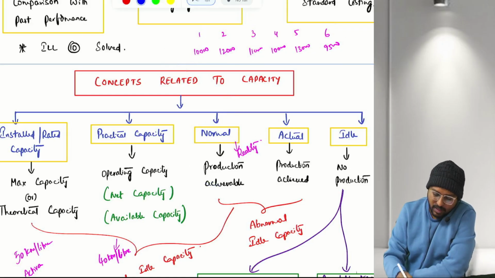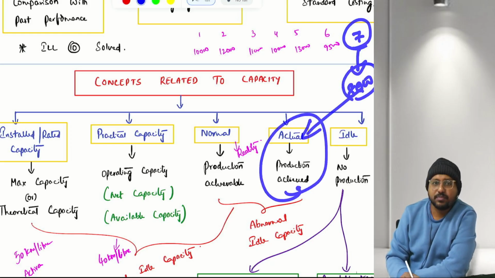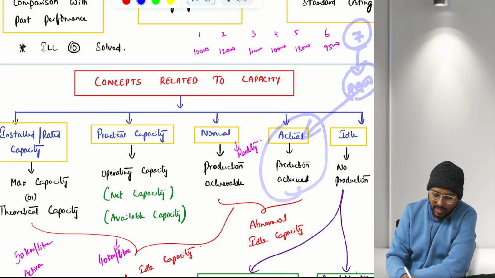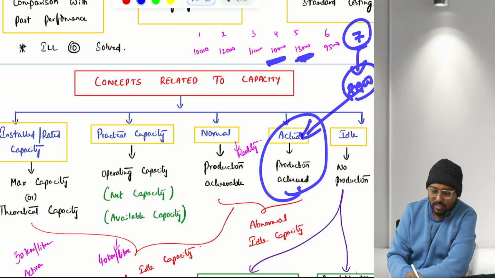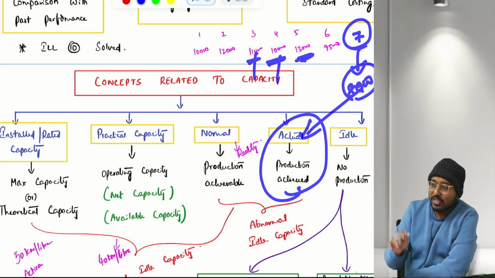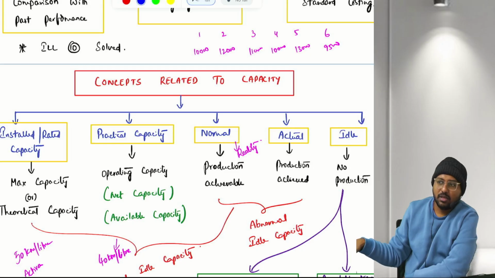But in this particular month, let's say the 7th month, the production that I've achieved is 8,000. What is this called? Actual capacity. Are you able to understand? Next month, it can be again some 11,000. That is actual capacity. Next month, again, it can be 10,000. Next month, it can be 11,000. All these, with respect to individual months, what are they? Actual capacity. You understand the point?